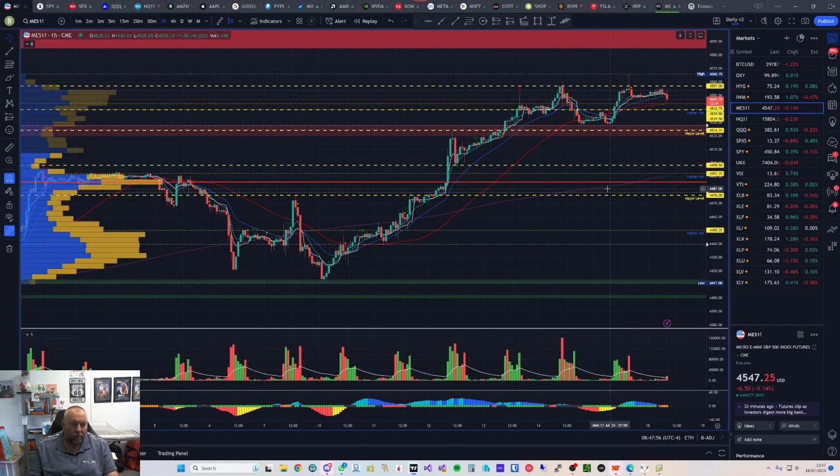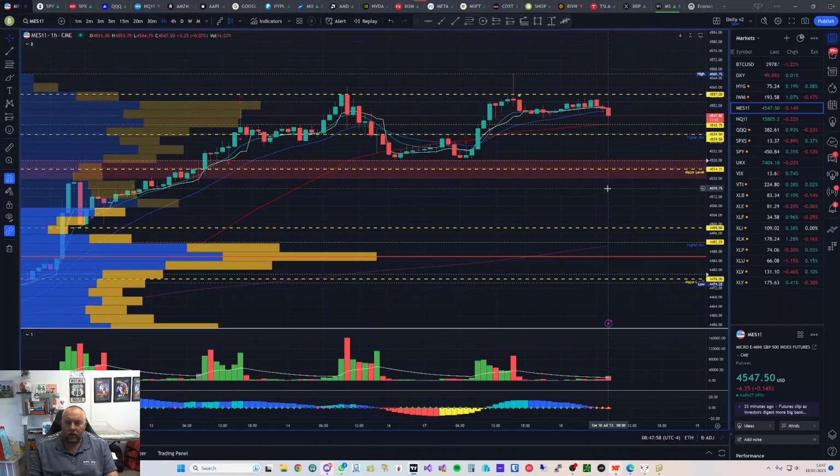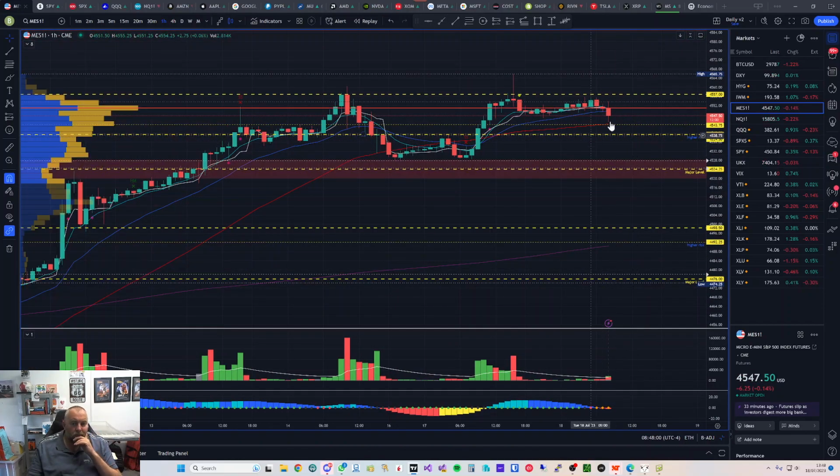So we've broken down through the VWAP and we've broken down through the 20 moving average on the hourly, and so it's setting up for a possible bearish start of the day, even though we've got this nice bottom tail at the moment. But I'm going to try and keep with a neutral bias.